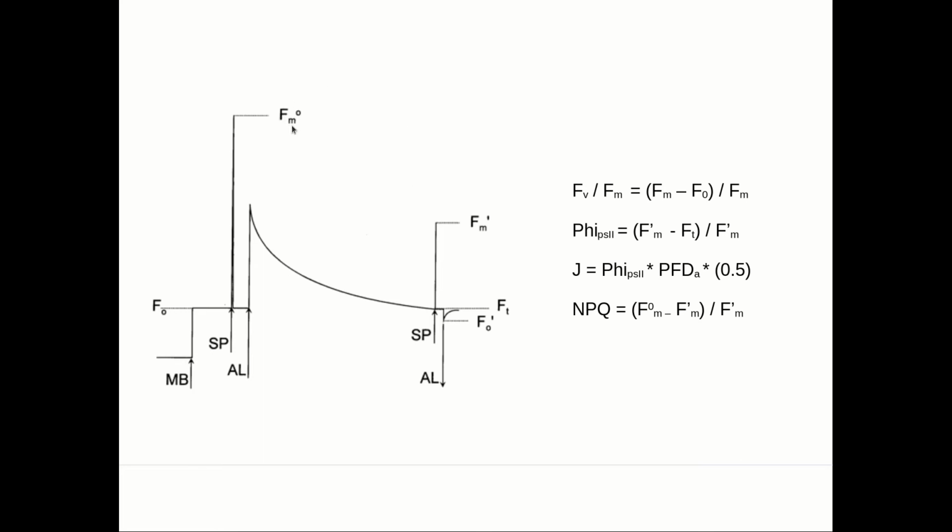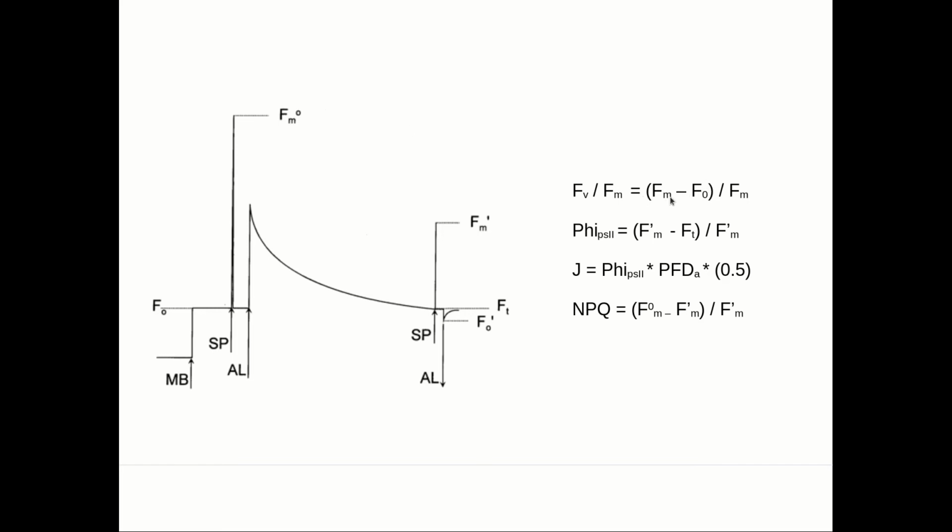So the maximal fluorescence right after a saturating pulse for a dark adapted leaf, and the F naught, the minimal fluorescence, before any saturating pulse in the dark for a dark adapted leaf. So F naught is the fluorescence when all of the reaction centers are open. FM is the fluorescence when all of the reaction centers are closed.